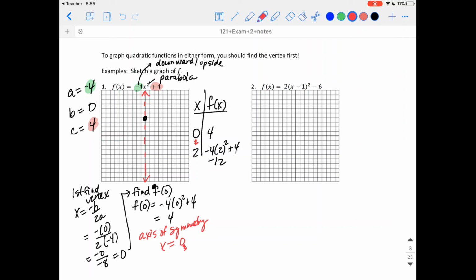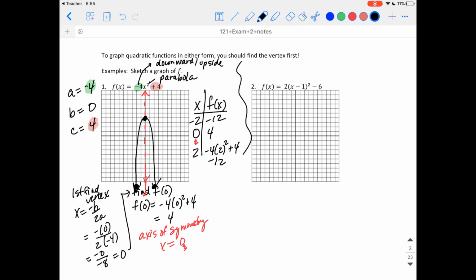Now, extending the axis of symmetry, I know that there's another point on the other side, same distance away from the axis of symmetry. So this is going to be -2, -12. And if you don't believe me, you can substitute it in and you're going to get the same value of -12. So let me connect the dots here. So here's my parabola. Definitely upside down.